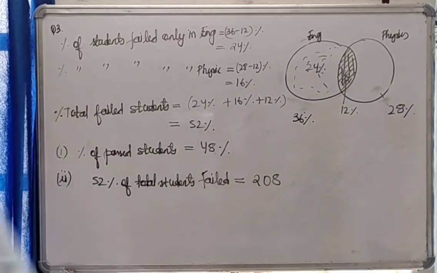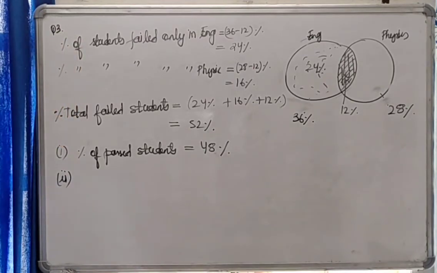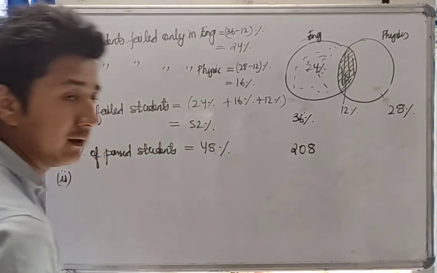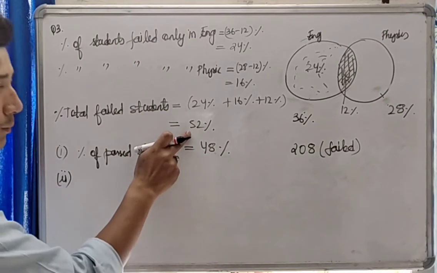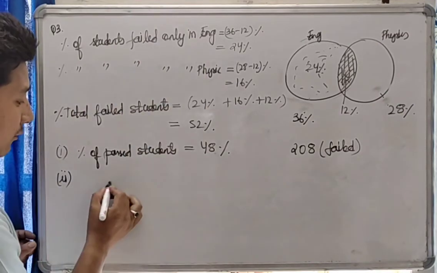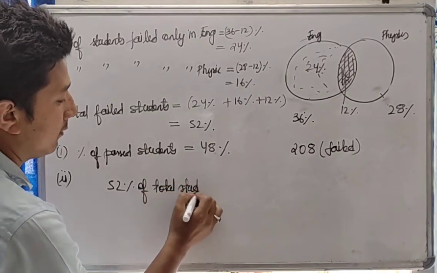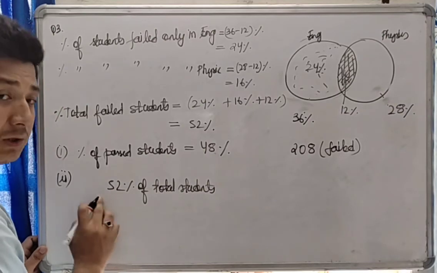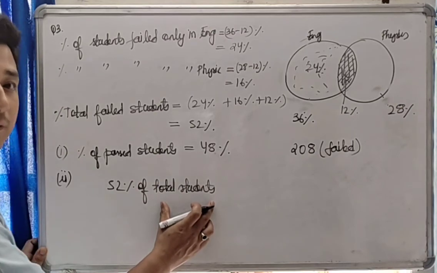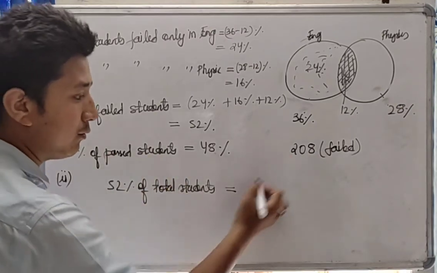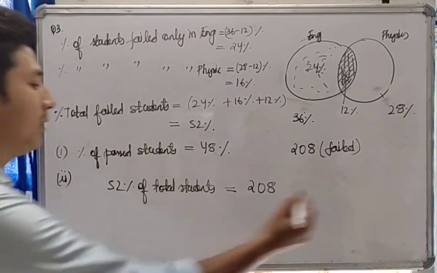Understand my point? 208 students have failed, right? These are the number of failed students. But what we know is that 52% of total students have failed, isn't it? 52% of total students is the number of failed students. But out here, the number of failed students is 208. This is how we have to equate, and if we equate this, then we'll easily get the total number of students.